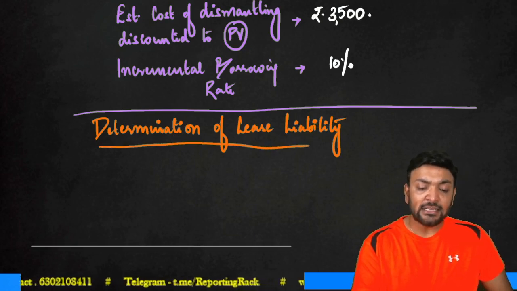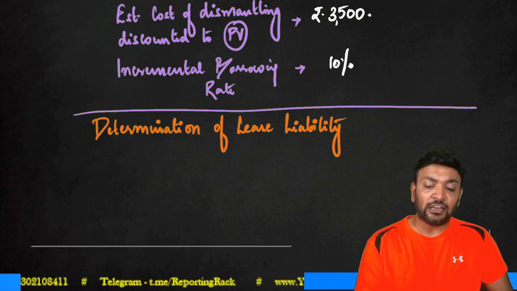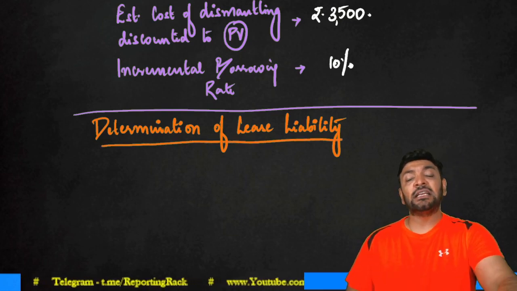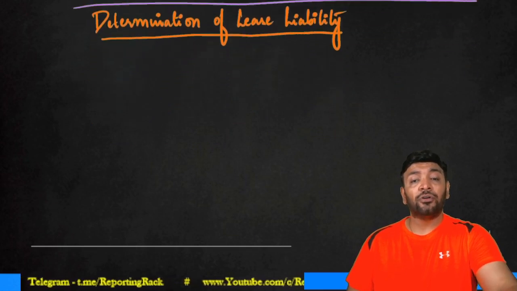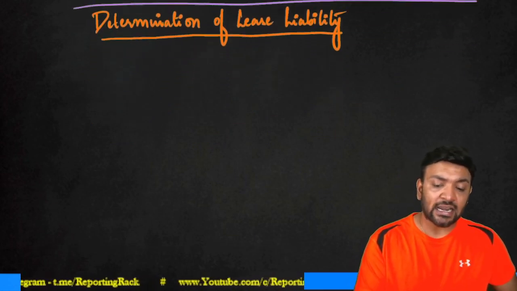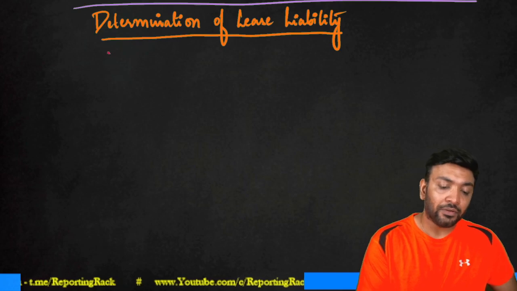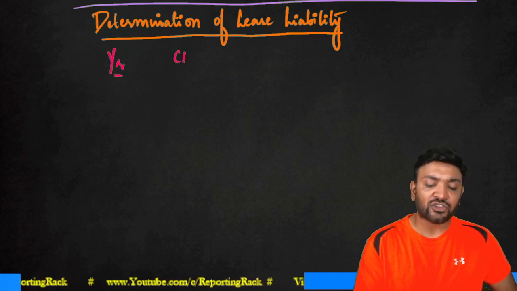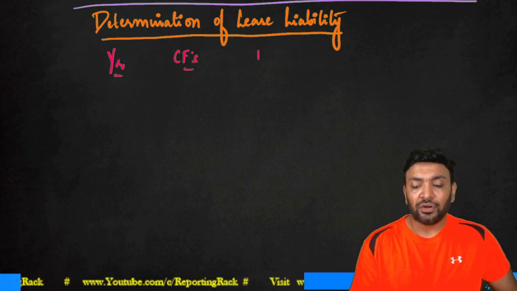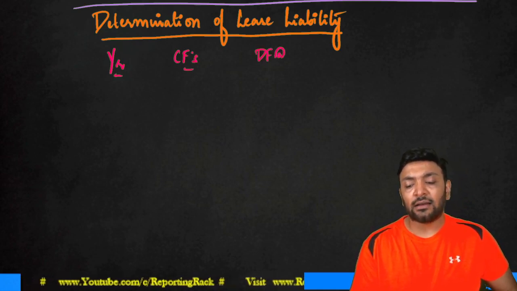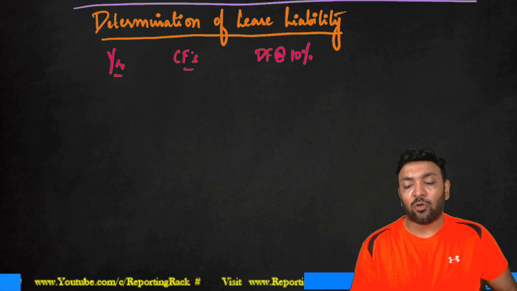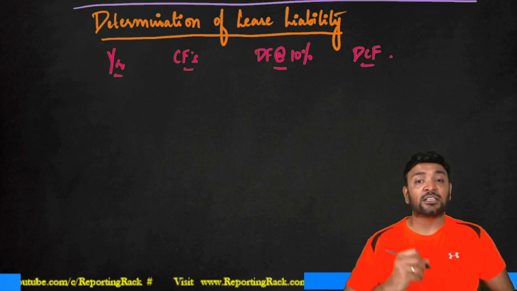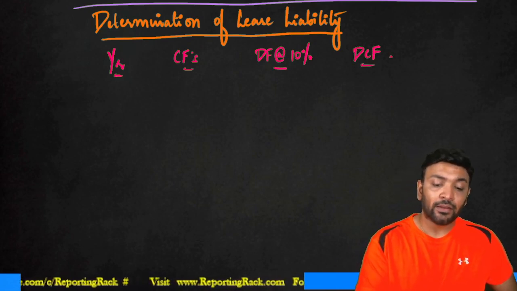Lease liability is the present value of lease payments made after the date of commencement of the lease up to the end of lease term. So let's start writing it down. Here, cash flows, discount factor at 10%, which is your incremental borrowing rate. Finally, the discounted cash flow, which shall be considered as my lease liability.